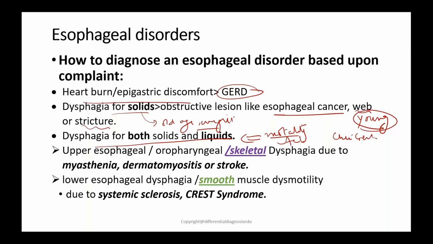Upper esophageal or oropharyngeal skeletal muscle dysphagia is due to myasthenia gravis, dermatomyositis, or stroke. For lower esophageal dysphagia, think about systemic sclerosis and CREST syndrome, but that's not the only clue. We'll discuss more about it.